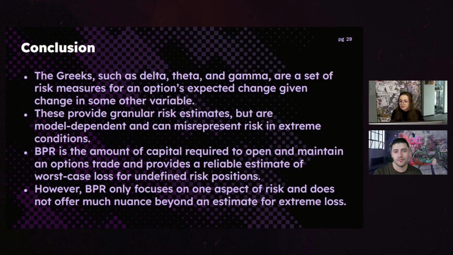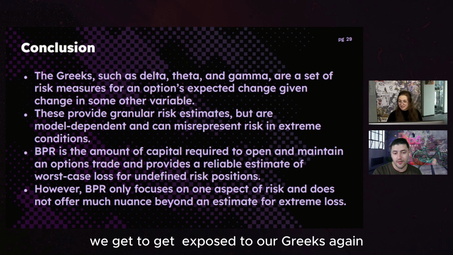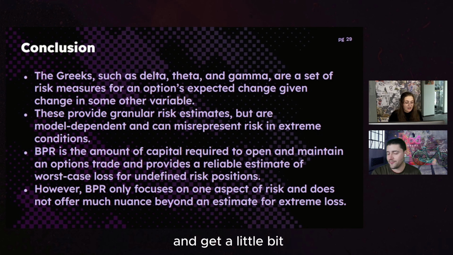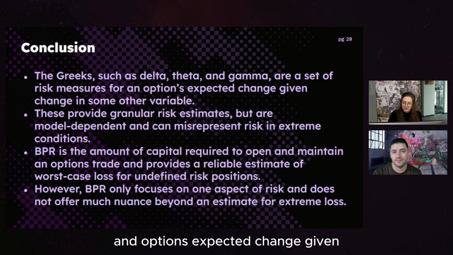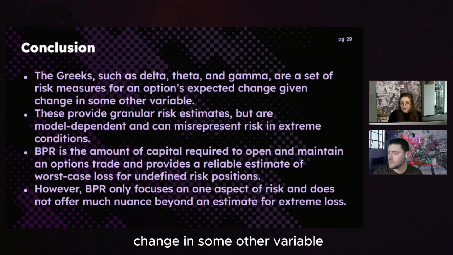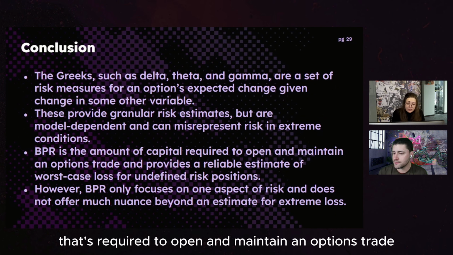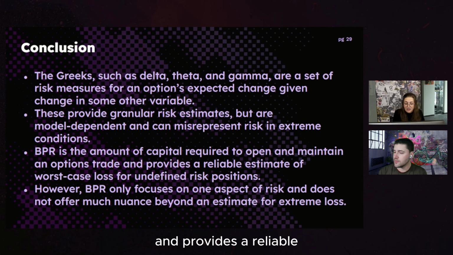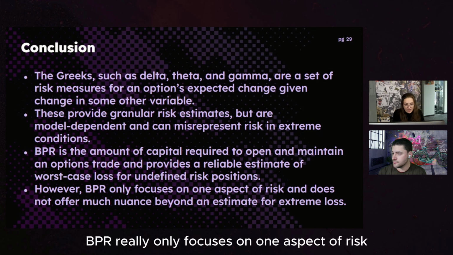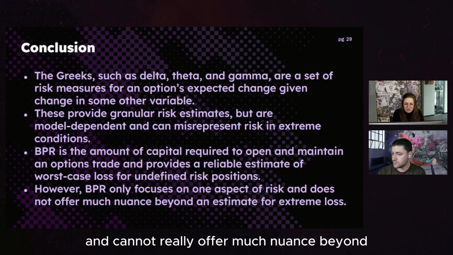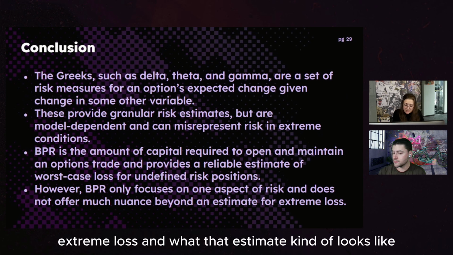But to just conclude this very long segment, hopefully it was a refresher. We get to get exposed to our Greeks again and get a little bit of an insight into where they come from. But the Greeks, such as delta, theta, and gamma, are a set of risk measures that explain an option's expected change given a change in some other variable. They provide granular risk estimates, but are model dependent and can misrepresent risk in extreme circumstances. BPR is the amount of capital that's required to open and maintain an options trade and provides a reliable estimate of worst case loss for undefined risk positions. But BPR really only focuses on one aspect of risk and cannot really offer much nuance beyond extreme loss and what that estimate kind of looks like.